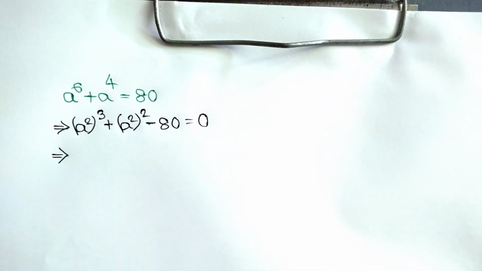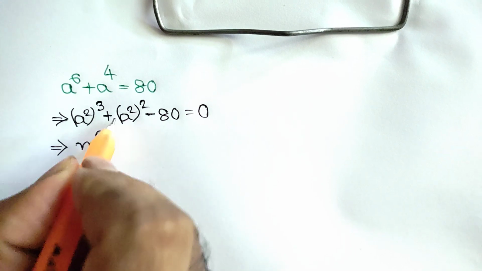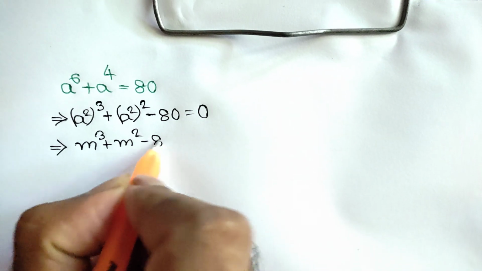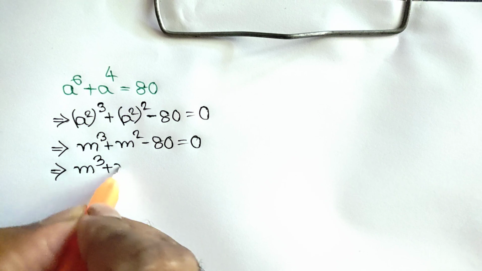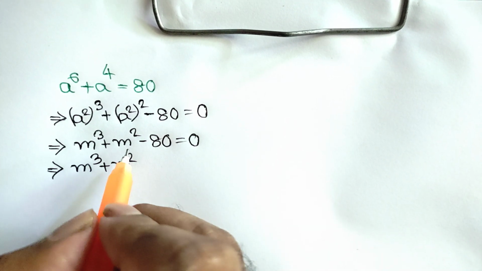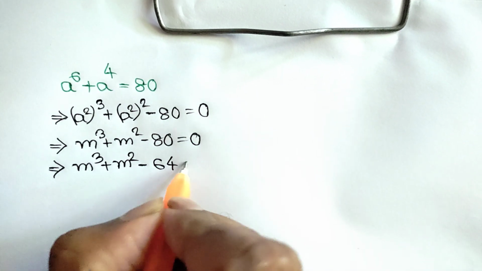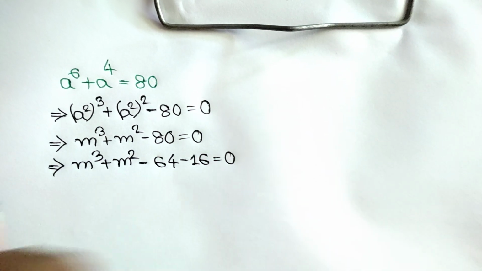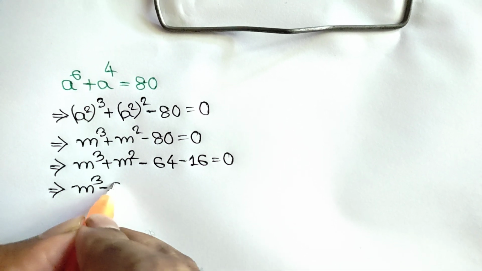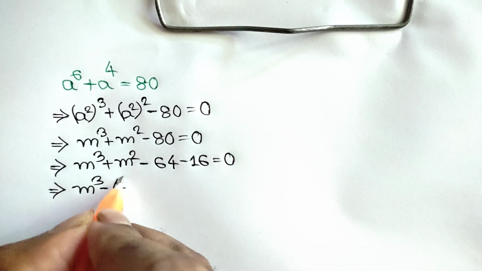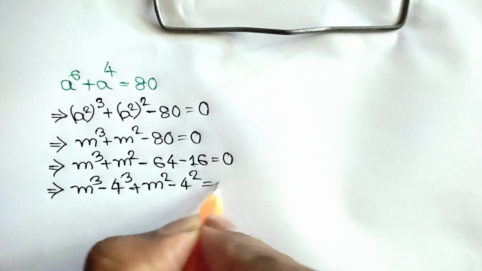Let's consider a square is equal to m, so we can write here m cube plus m square minus 80 is equal to 0. The nearest cubic number of 80 is 64, so we can write here negative 64, negative 16 is equal to 0. Rearranging the left side, m cube minus 64 can be written as 4 cube, plus m square, and 16 can be written as 4 square, is equal to 0.